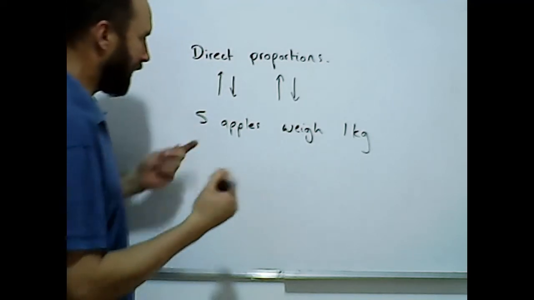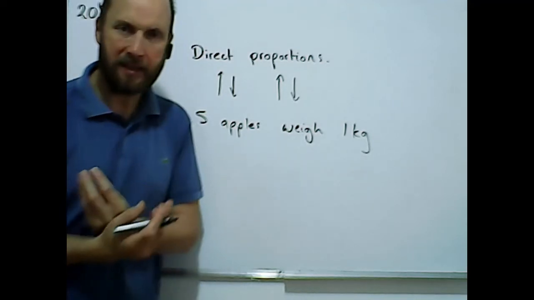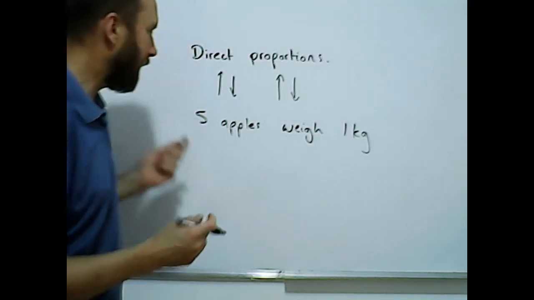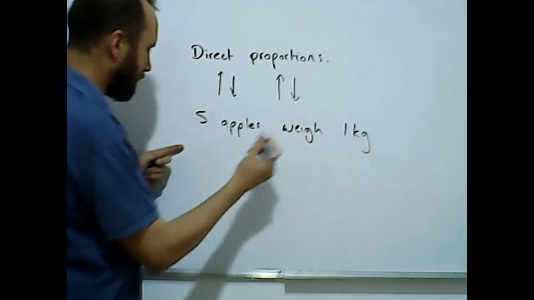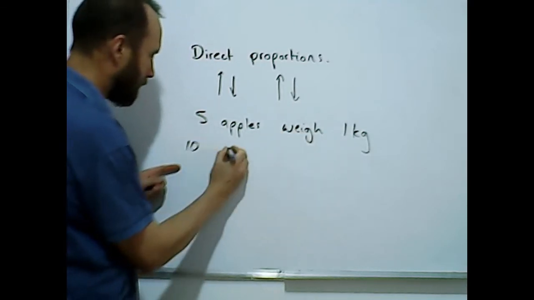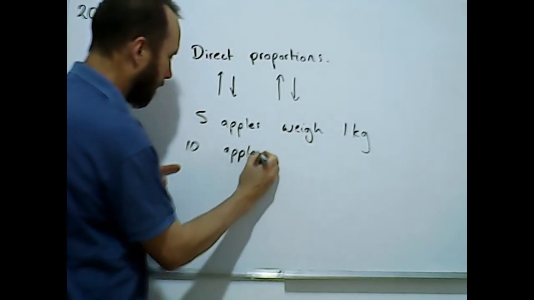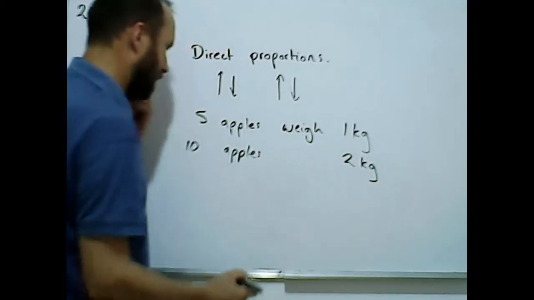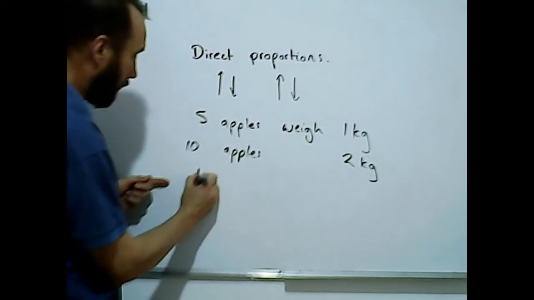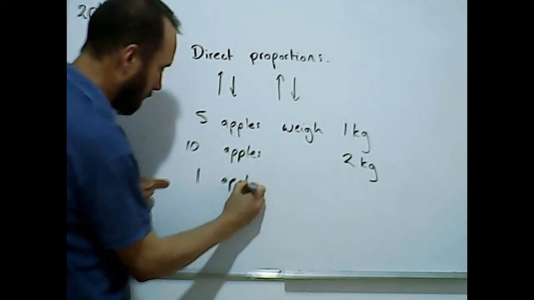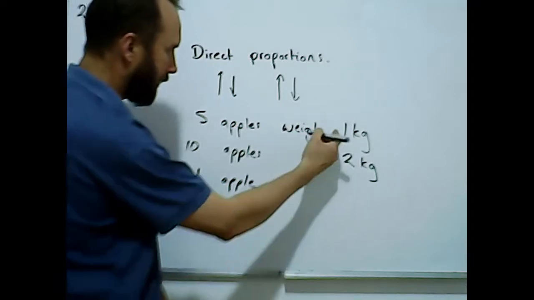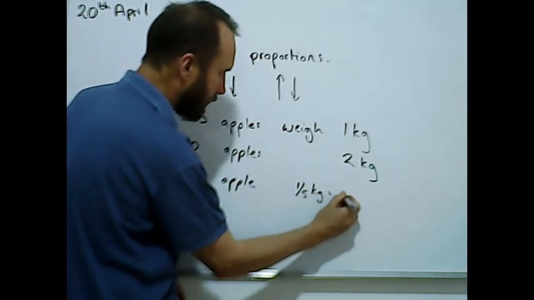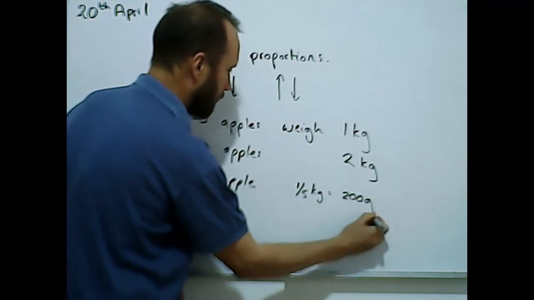Effectively, you can do it in two different ways. You can just think of it as fractions or as ratios. And if you double one, you can double the other. So if you have 10 apples, how much would it weigh? 2 kilograms. Okay? If you have 1 apple, how much would it weigh? It would be 1/5 of a kilogram, which is 200 grams.